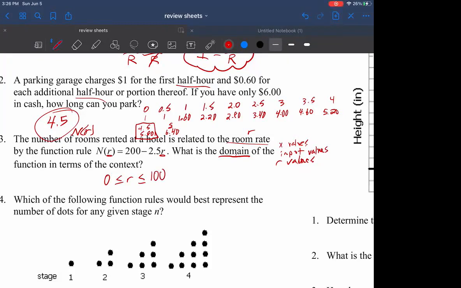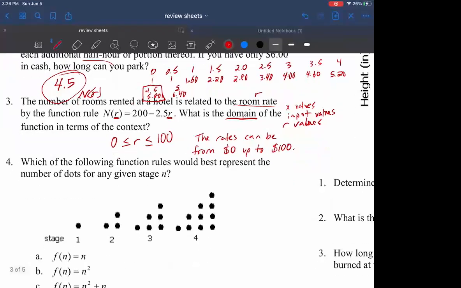That's the domain that makes sense in terms of the context. So the rates can be from $0 up to $100. Okay. Those are the only ones that make sense.